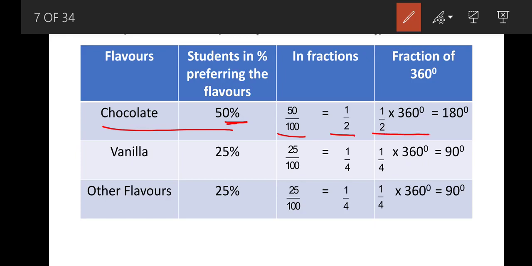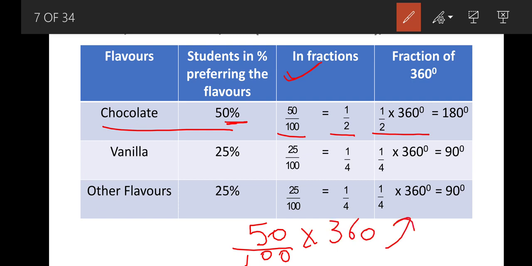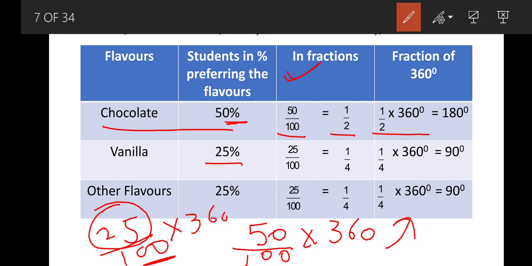If you are not getting how we have done this, you can write directly like this: 50 over 100 into 360 degrees. This is what I am showing, a fraction of 360 degrees. Likewise for vanilla, you can write 25 over 100. This is the value of the item, that is 25. This is the total, that is 100%. Percentage is given to us, so we will take 100 as total, into 360 degrees. This is the formula I told you.